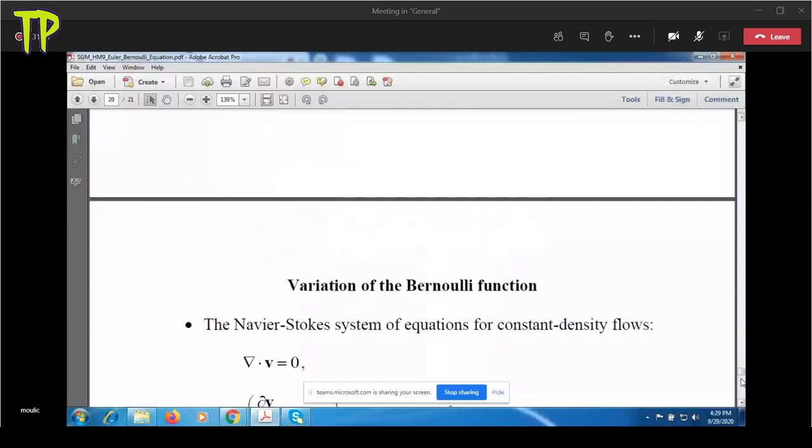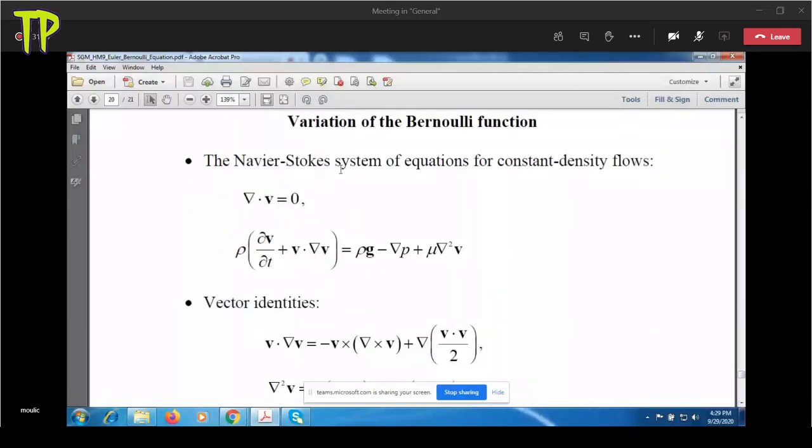Okay. So I've considered now the Navier-Stokes system. So let us look at the viscous effect also. Suppose the density is constant, and we'll assume viscosity is also constant. Then the local form of conservation of mass is divergence of V equal to 0. That is what you may call the continuity equation.